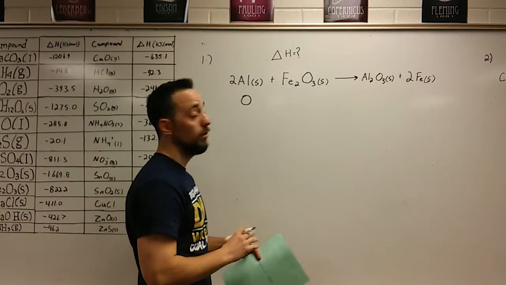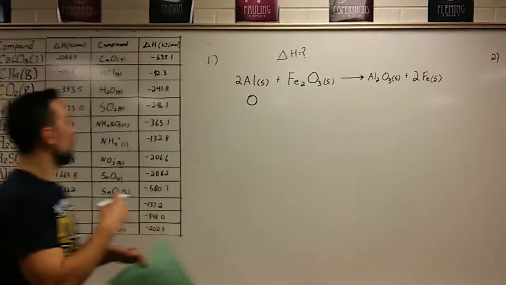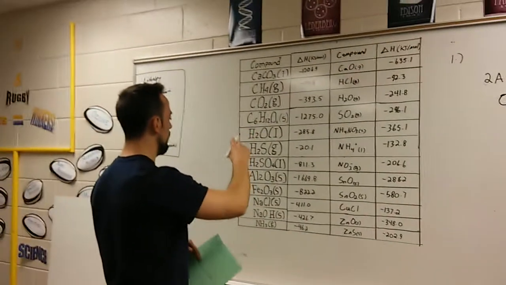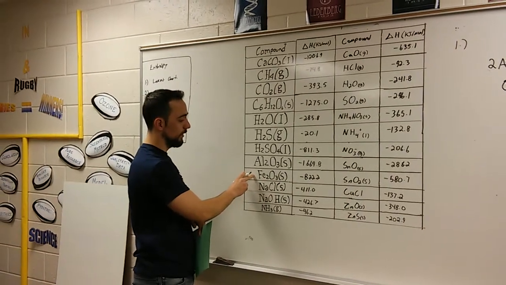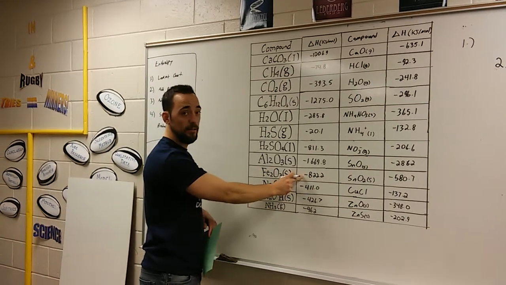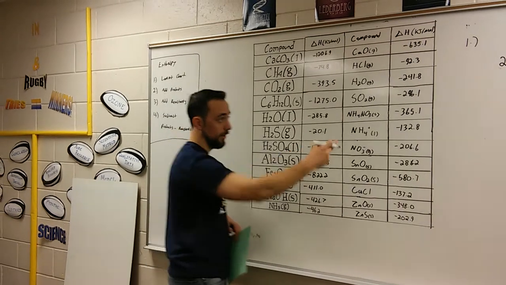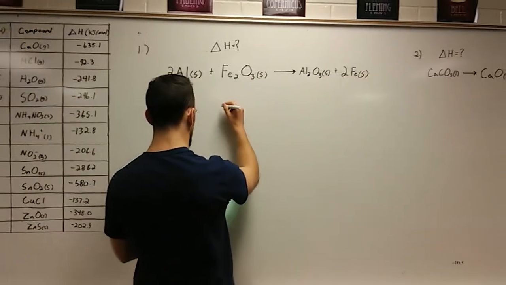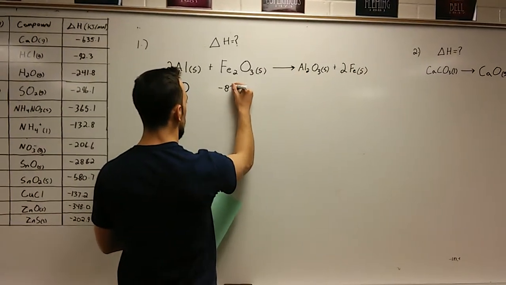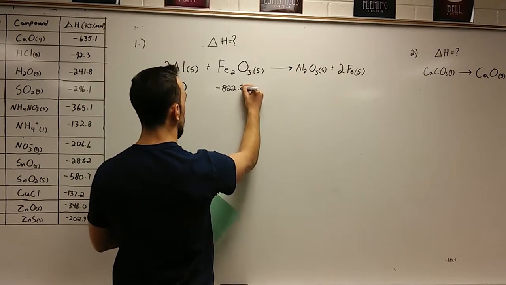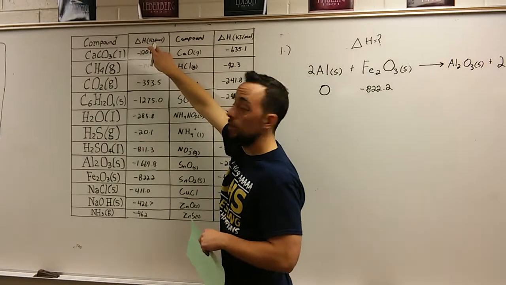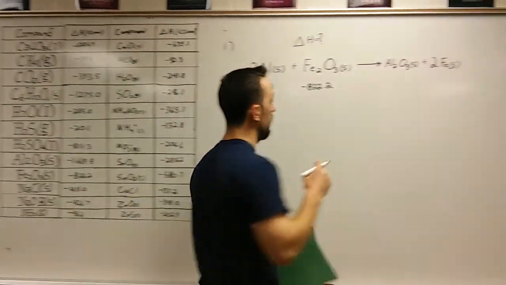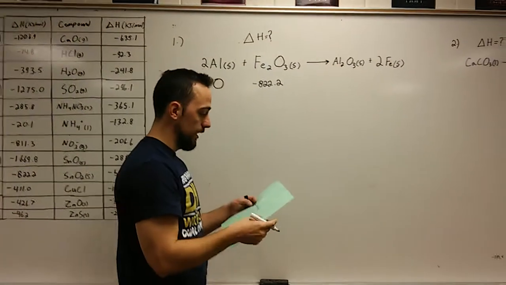I have Fe2O3, okay? If we go over to the chart, I look. Where is it? I see it right here. Fe2O3, okay? I look over, and here's the value that I have. So I'm just going to plug that in, and the value is -822.2. Okay, and you guys can also see that this is all in kilojoules per mole. Okay, so that's kind of important too. So keep going down the line.